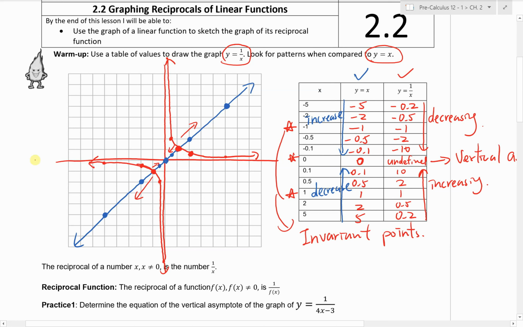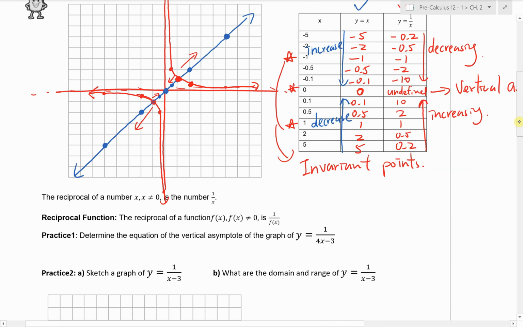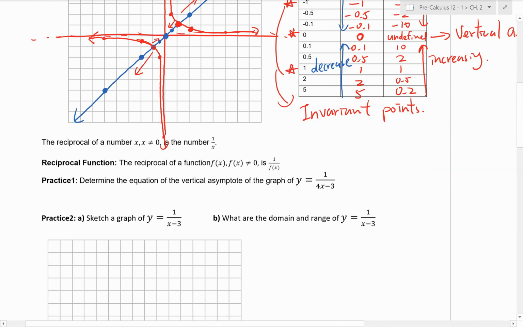Okay, and we actually have a horizontal asymptote right here as well at 0. We will talk more about horizontal asymptotes in the next unit 3, okay, but that's going to be a horizontal asymptote right there. And vertical asymptote at 0 because that's where the x-intercept was for the blue graph. Okay, so that's basically what it is. And now we just need to look at more examples, I guess.